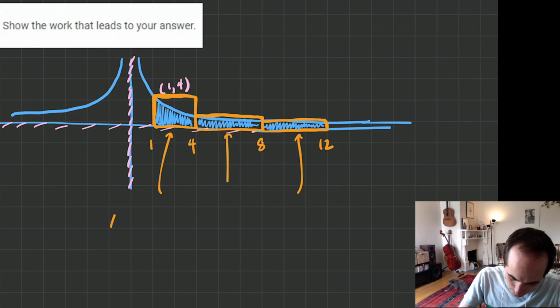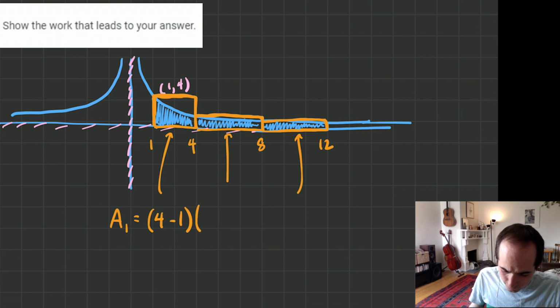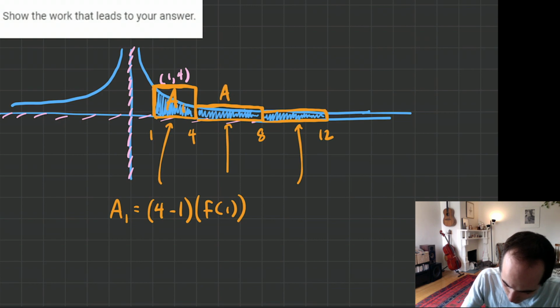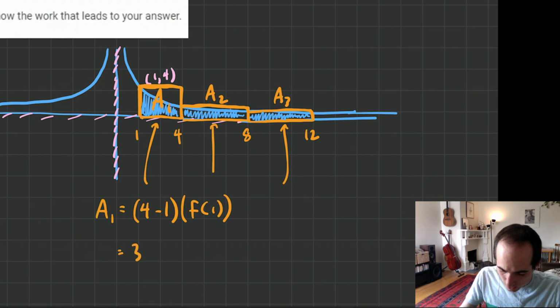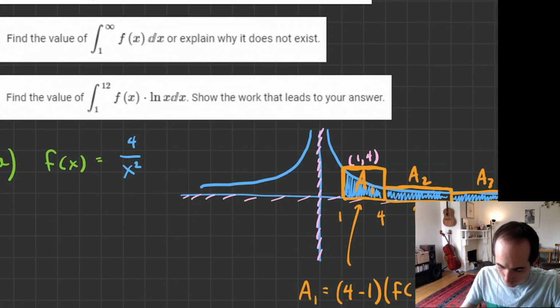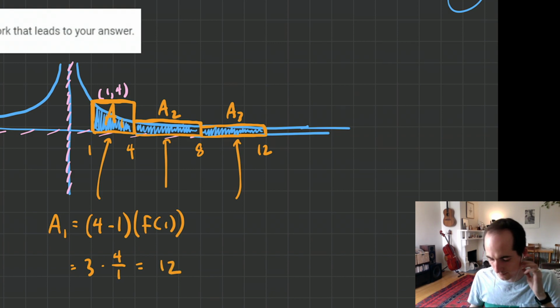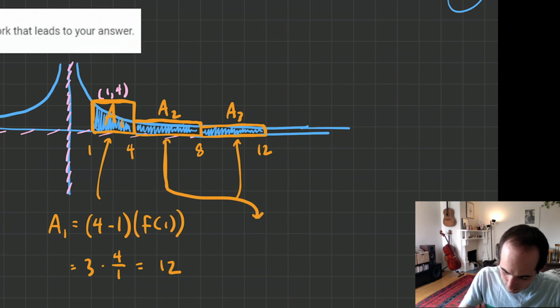So this area here, I'm going to call area 1, or A1. Well, that's going to be the distance from 4 to 1, so 4 minus 1, times the function evaluated at 1, so I'll write f of 1. That's what the first area is going to be. So maybe I'll write A1 here, and A2 here, and A3. So the first area is going to be 3 times f of 1, which is 4 over 1, which is 12. So this first area has an area of 12. Maybe I'll move this over here.